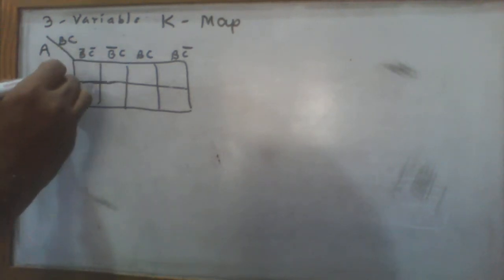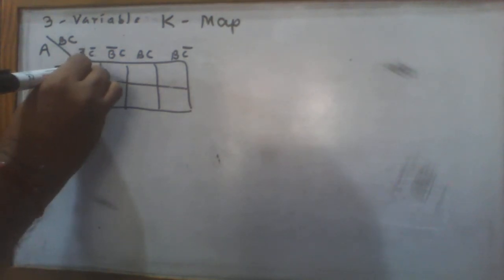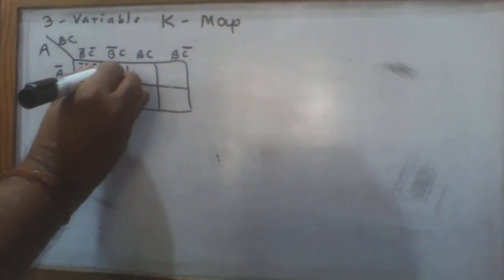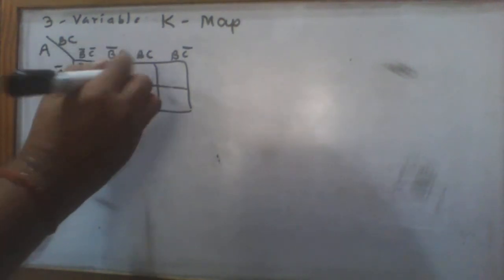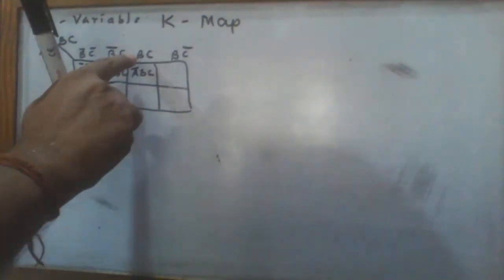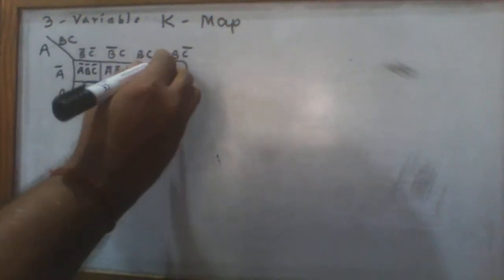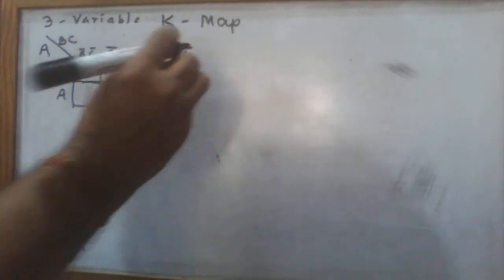Now these various terms can be written as A bar, B bar, C bar. I will write in this bracket A bar, B bar, C bar in this way. I will write here A bar, B bar, C. I will write here A bar, B, C. These two columns are swapped. BC here and BC bar here. Remember this. A bar, B, C bar.